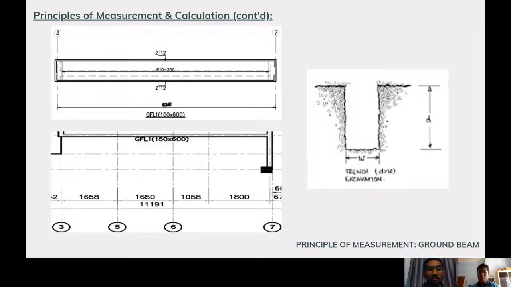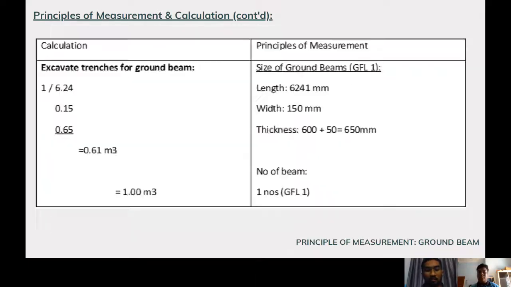Next. For the drawing, we use ground floor 1 as an example in this presentation. As you can see, the length is 6241, the depth is 300 and the width is 150. On the right side, you can see the depth that we need to calculate. Next. Here is the example of calculation: length, multiplied by width, multiplied by thickness, and then we can get the answer.